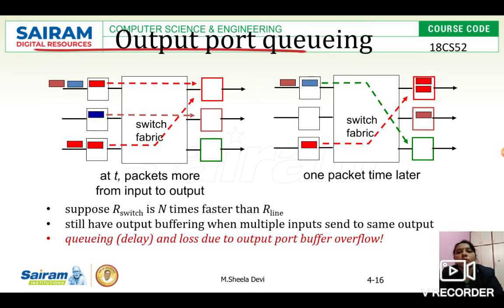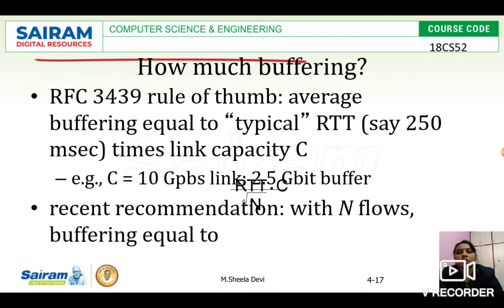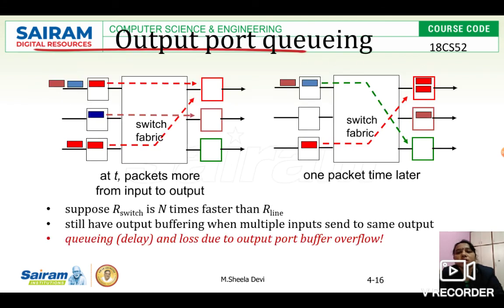Yes, this is the output port queuing. How does the queuing occur? If the input port sends data very fast, but the switching fabric's rate of switching packets is less, then the queue occurs at the input port. If the switching rate is high but the transmission rate is less, then the queuing occurs at the output port. If you know this, that is enough.